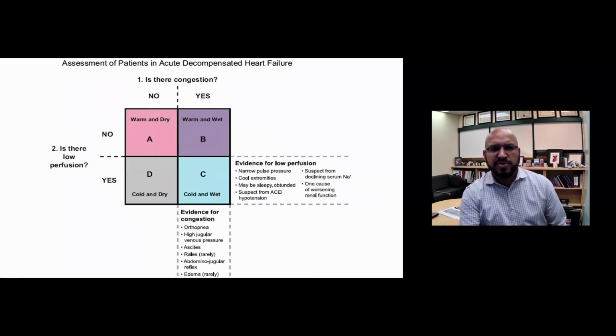Now, this diagram just shows the assessment of pediatric patients with acute decompensated heart failure and how we classify them. And as you can see, if you have no congestion or no concerns about perfusion, then you're in that group A box. But if you have congestion and low perfusion, then you'll have signs and symptoms such as a narrow pulse pressure, cool extremities, orthopnea, high JVP, and ascites.